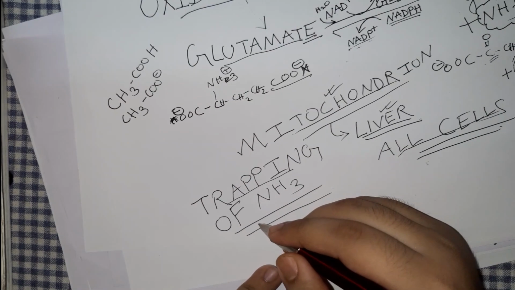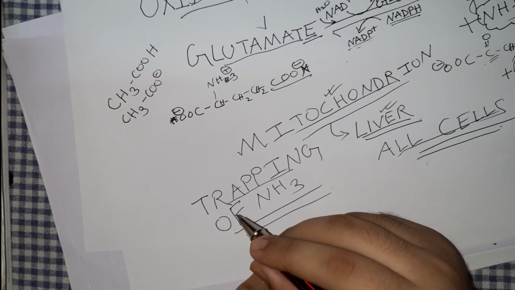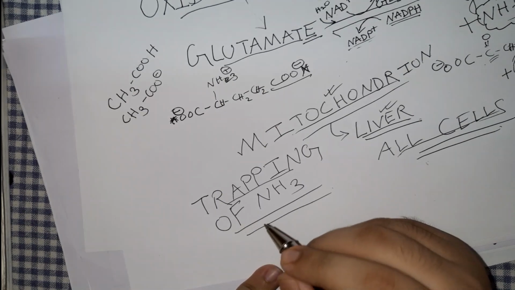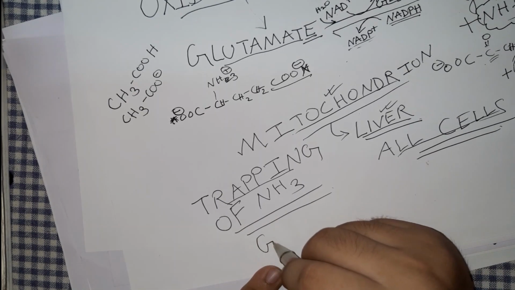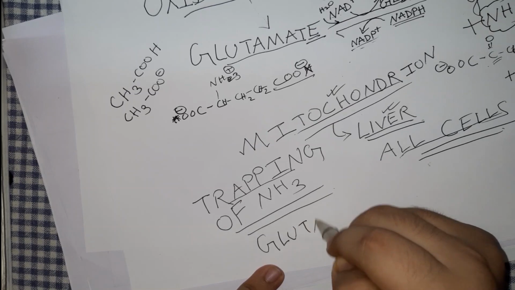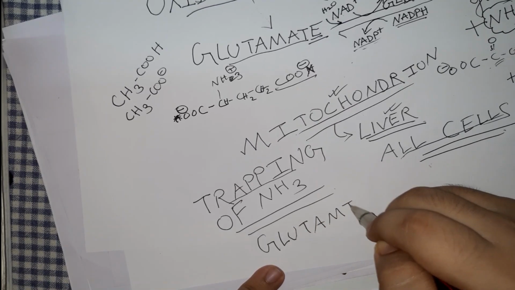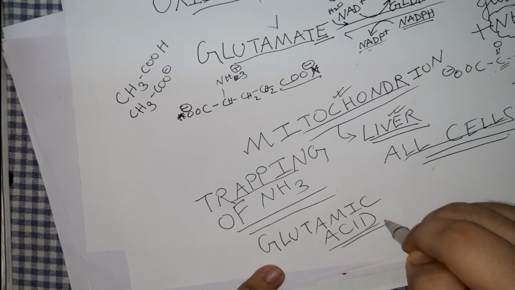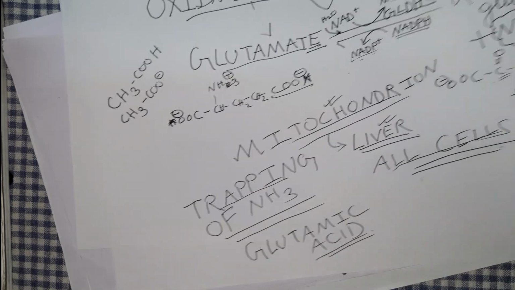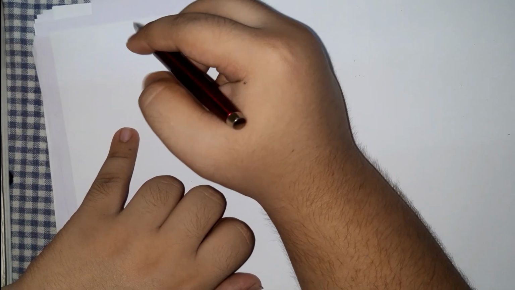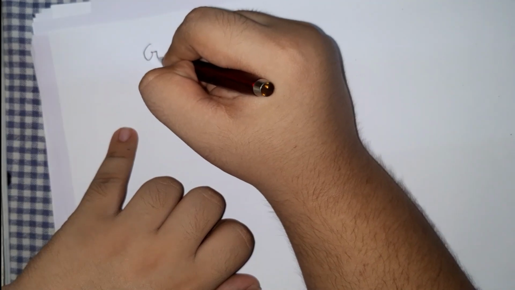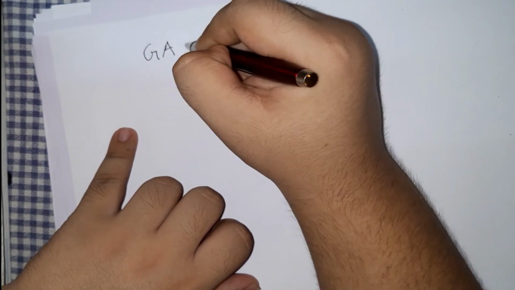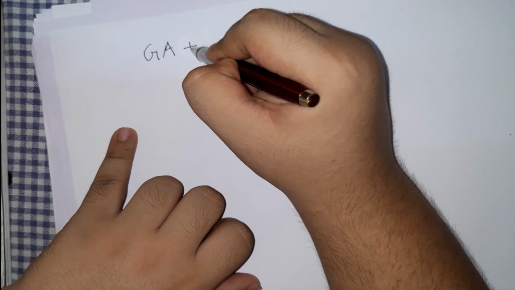What happens is, ammonia is actually trapped, or rather it reacts with glutamate, or rather glutamic acid. So what is happening? Let me tell that. You see, glutamic acid, I'm writing GA, reacts with ammonia.